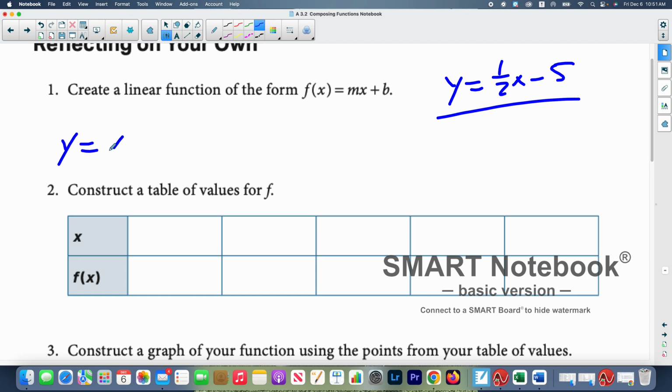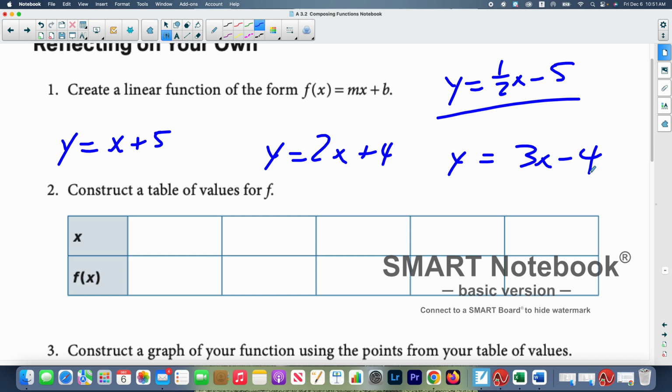y equals x plus 5, y equals 2x plus 4, y equals 3x minus 5 or 4. I don't care. Make up something like that. All right. When we do that, you need to go create a table of values. What x values would you probably use? Okay, -3, -2, and -1. I would need to use the -3. It just gave me 5, so I'd probably use those 5. That would be fine. But if you want to use -3, you can. It doesn't matter. All right. But that's probably what I would do.